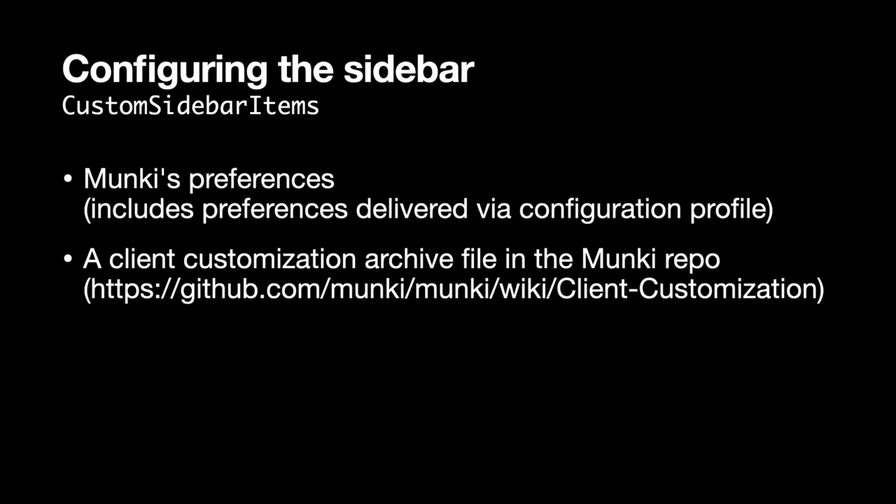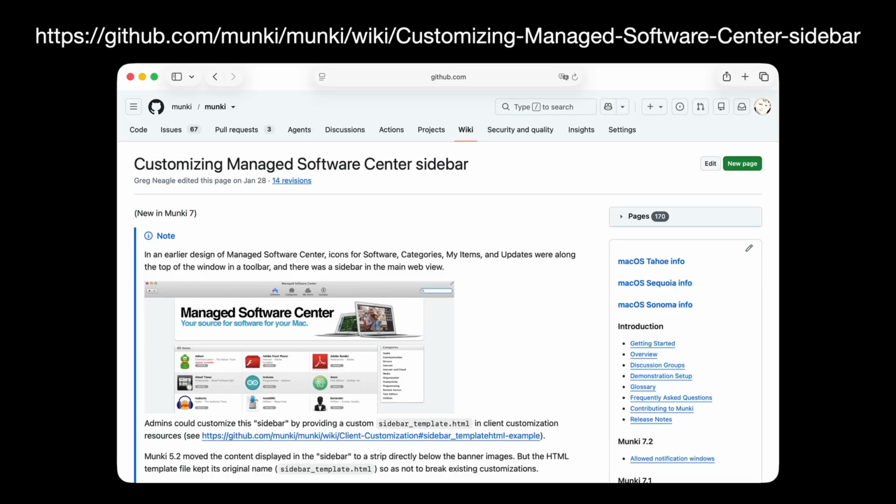And there's a couple of ways you can set this sidebar configuration. You can do it via preferences, which means that you can use a configuration profile. So there are new preferences in the manage installs domain that you can set. Or if you're already customizing other parts of the Managed Software Center interface and you're creating a customization archive, you can add a file to that archive that will also get you a customized sidebar. And you can learn more about customizing the Managed Software Center sidebar on the Munki Wiki.